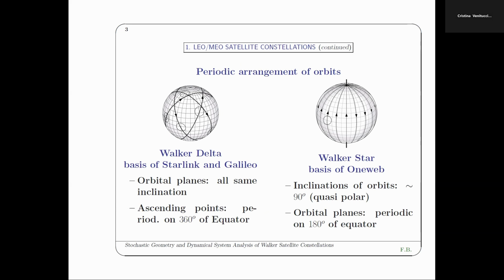The Walker on the left, delta, which is the basis of Starlink and Galileo, has all its orbital planes with the same inclination, and the ascending points, which are the places on the equator where the trajectory of the orbit goes from south to north, equally arranged on the equator.